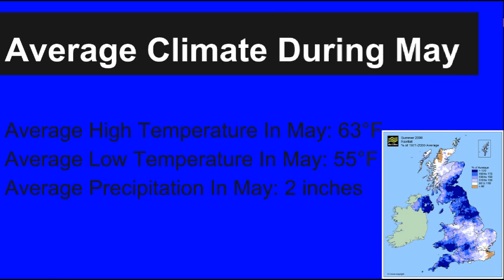Here is the average climate during May. The average high temperature in May is usually 62 degrees Fahrenheit, the average low temperature in May is 55 degrees Fahrenheit, and the average precipitation in May is 2 inches.